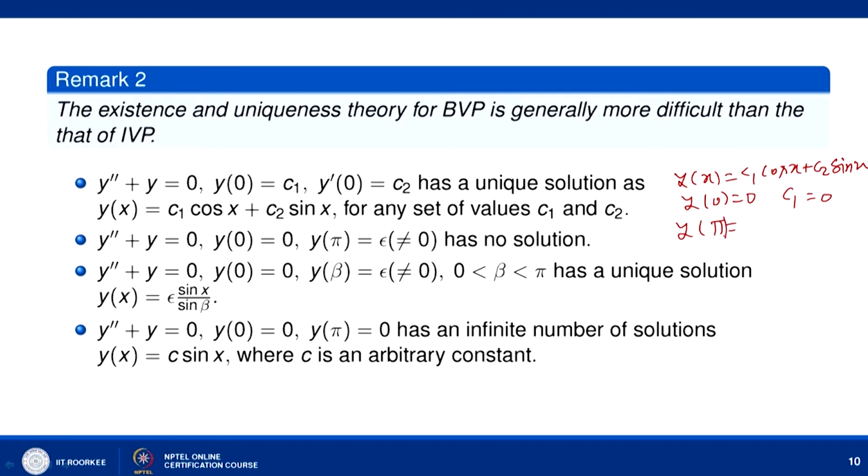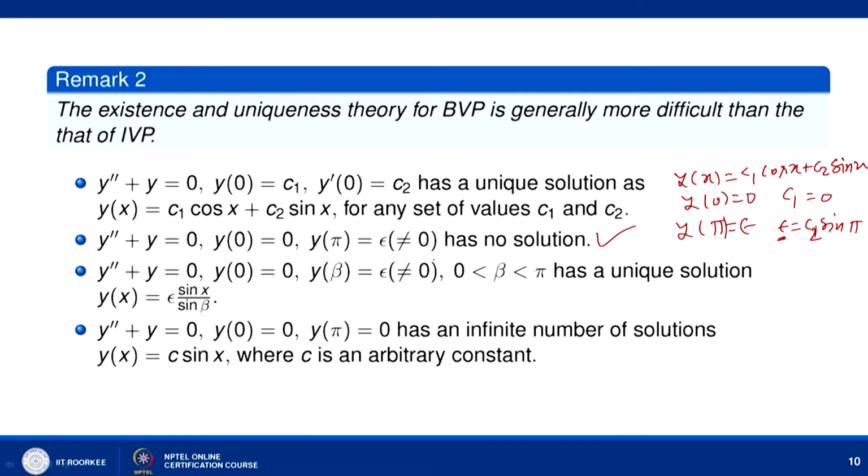But if we look at y(pi) equal to epsilon, then epsilon equals c1 cos pi plus c2 sin pi, and since c1 is 0, it is c2 sin of pi. Now, sin of pi is simply 0, but here we have a non-zero value. So it means that this has no solution. We simply say that when y(pi) is some non-zero value, then it has no solution.